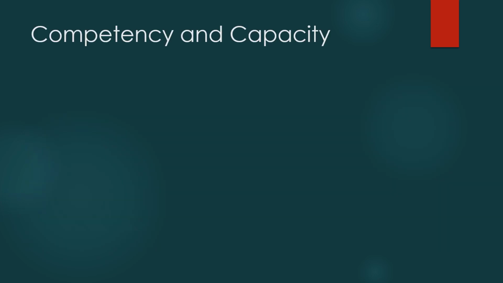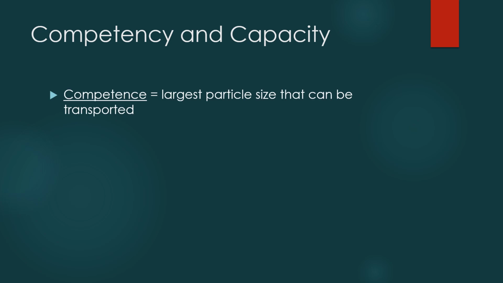Two words that we use to describe the amount of stuff and how big of stuff that streams can carry are competence and capacity. So stream competence is the largest size of sediment, the largest particle size, that can be transported by the water. So if you're competent at something, it means that you're good at it, and so this is how good the stream is at carrying big stuff. As velocity increases in water, the competence increases, so the faster moving the water is, the larger chunks of sediment that it can pick up.